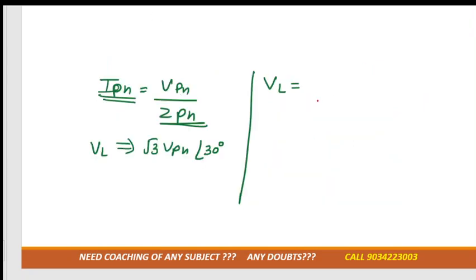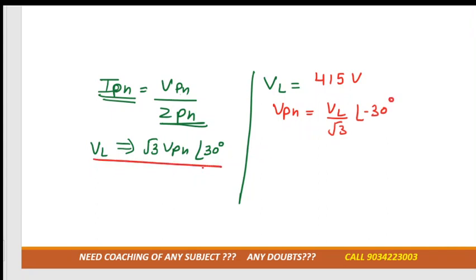So we can consider that line voltage is given, that is 415 volt. Now we need to convert it into phase voltage. So what is the formula for the phase voltage? VPH is equal to VL by root 3, and the angle would be minus 30 degree. I told you VL is equal to root 3 VPH, so VPH would be VL by root 3, angle would be minus 30 degree. Okay, this thing clear? Now calculate the phase voltage.